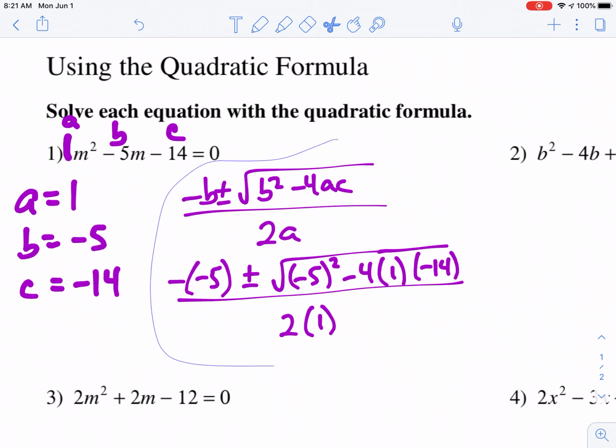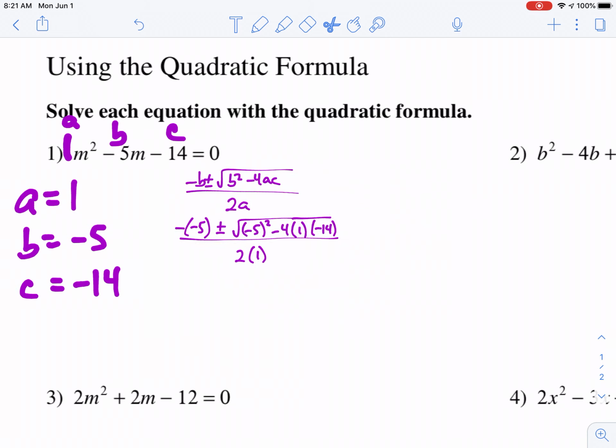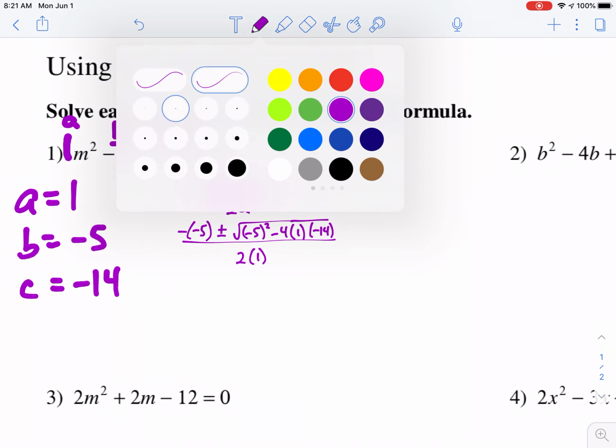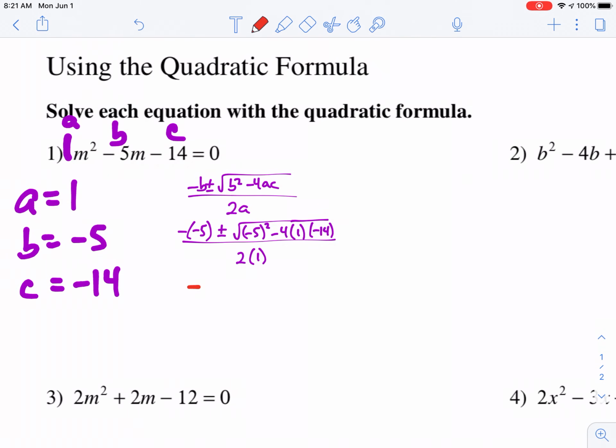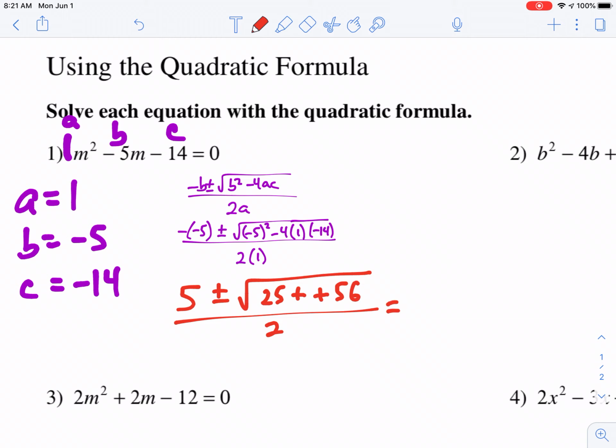All right. Now I'm going to just shrink that so we have space. So negative of -5 is 5, plus or minus square root of -5 squared is 25, minus 4 times 1 is 4, times -14 is -56. So it's minus negative in there, which becomes plus over 2. So this becomes 5 plus or minus the square root of 81 over 2.